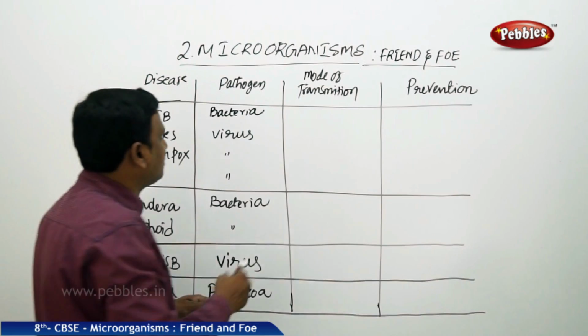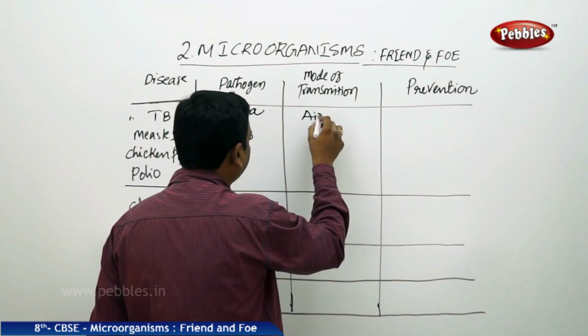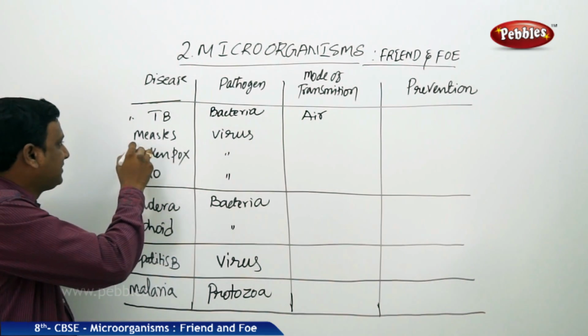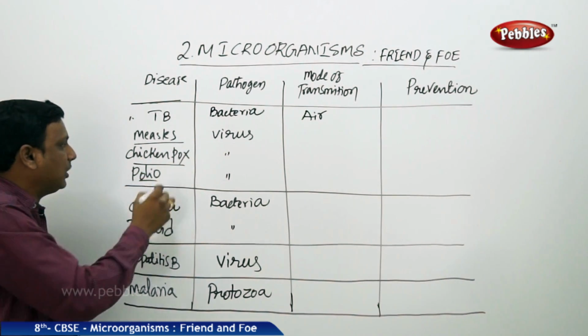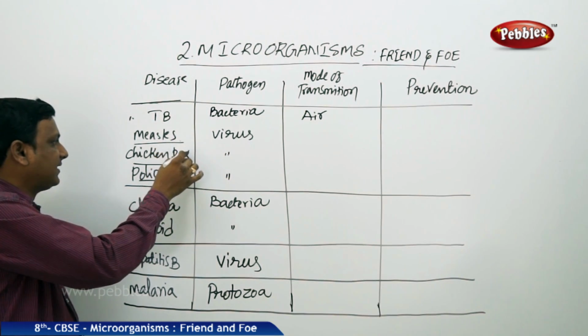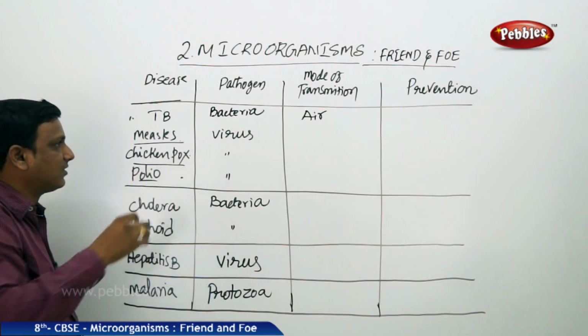Here the mode of transmission is air, mostly by the air. The TB bacteria spreads by air. And next, measles, chickenpox and polio. These three are caused by viruses. Measles is caused by virus, chickenpox is caused by virus, polio is caused by virus.